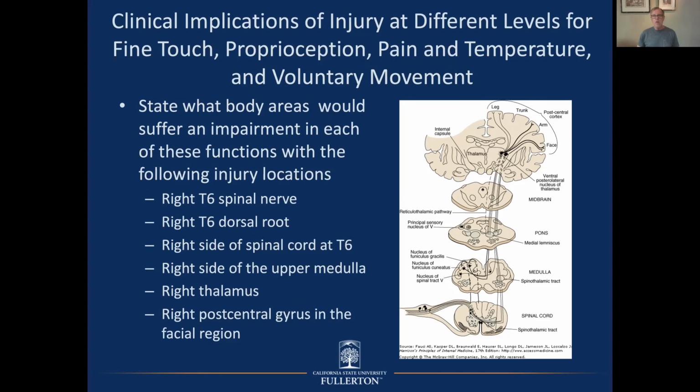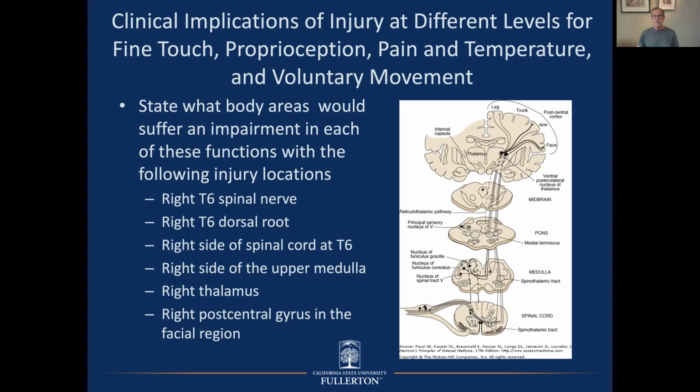All right, now I think I've thrown in fine touch, proprioception, pain, and temperature on all of them. So I'm sure you know now what the loss of all of those sensations would be with damage of T6 on the right, the spinal nerve, the dorsal root. They would be the same. You wouldn't be able to discern the difference between a right T6 spinal nerve and a right T6 dorsal root by just testing sensation. You'd have to test motor, and then you can see the difference.